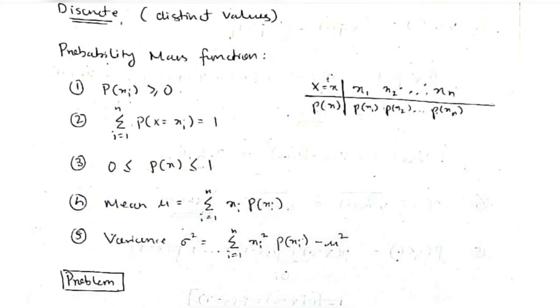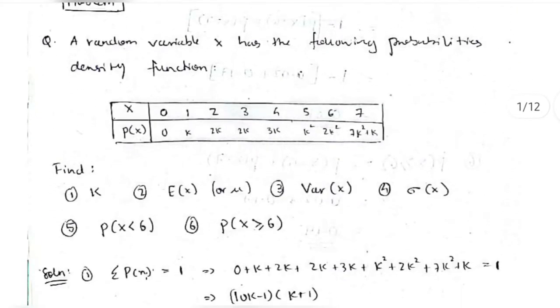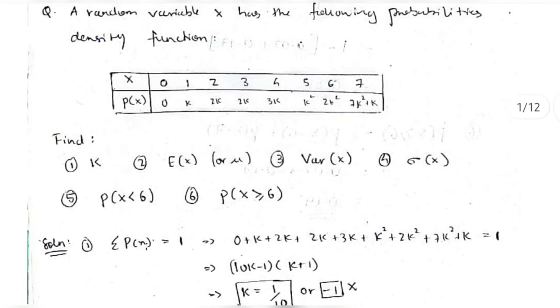Okay, let's solve a problem. This is the question. X values are from 0 to 7, and the probabilities are from 0 to 7k square plus k. I've tried to include all the possible questions which can come. Okay, so let's solve each of these one by one. Firstly, they can ask you to find out the value of k. Here you can see the k terms also.